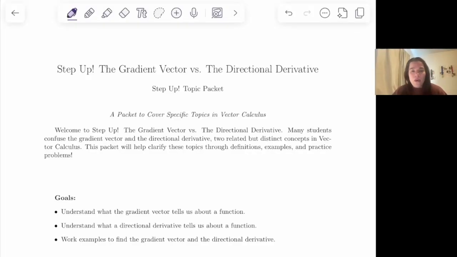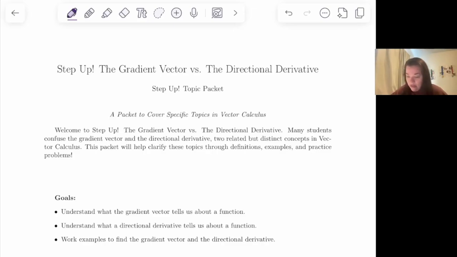In this topics video, we are going to discuss the gradient vector and the directional derivative, which are two commonly taught topics in vector calculus. And due to the fact that they are related, and in fact the directional derivative requires using the gradient vector to calculate it, many students confuse the two topics. So we're going to go through and sort out what the gradient vector is, what the directional derivative is, how they are related, but also how they are finding actually different things.